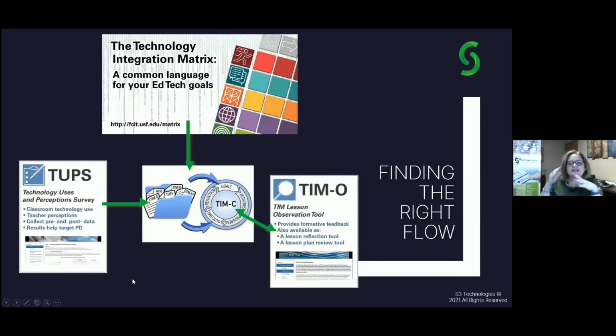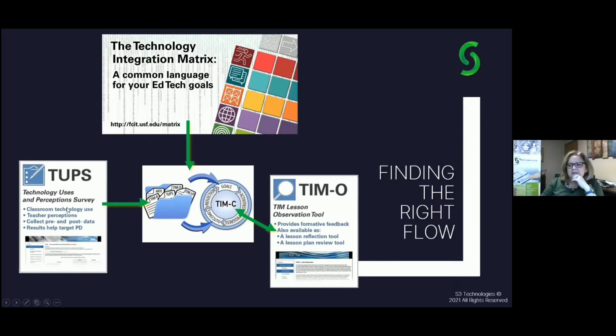So is there anybody that doesn't know what the technology integration matrix is? Because I'm going to skip that part because we only have a few minutes. So if there is, somebody either put it in the chat or let us know if we need to back up. But so you have the technology integration matrix, and then you have all of these tools, and it's what's the proper flow or how do you use them in conjunction with one another.